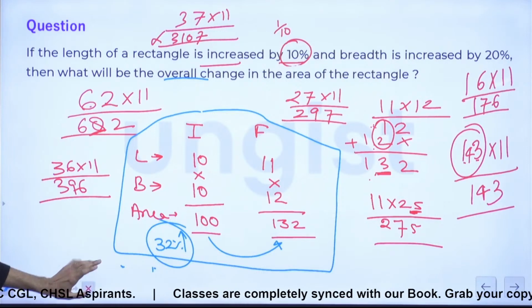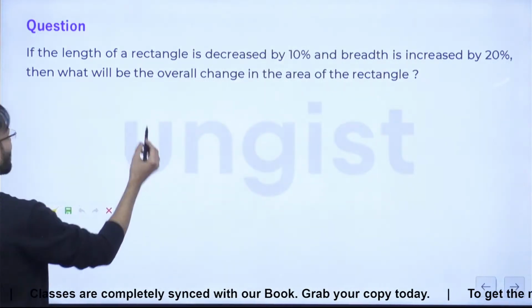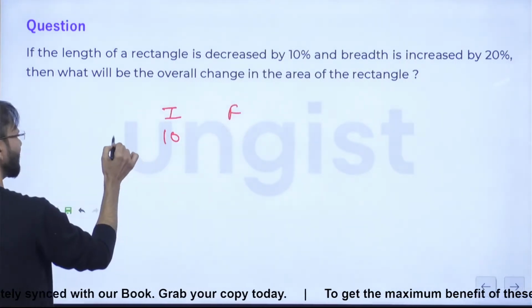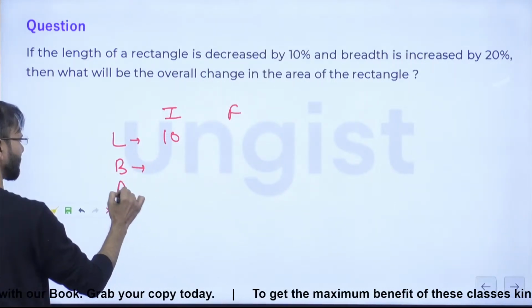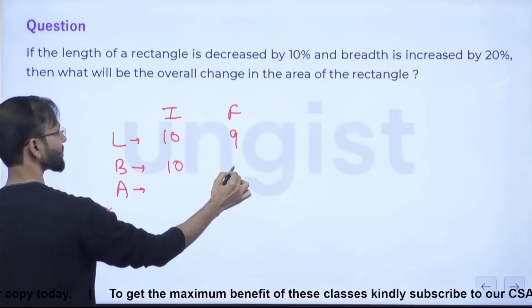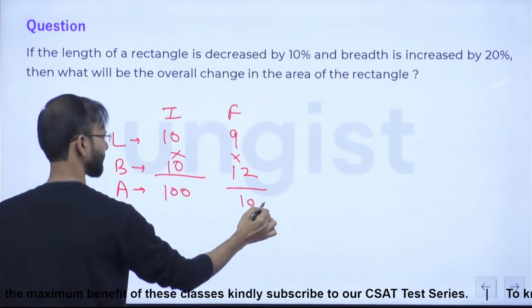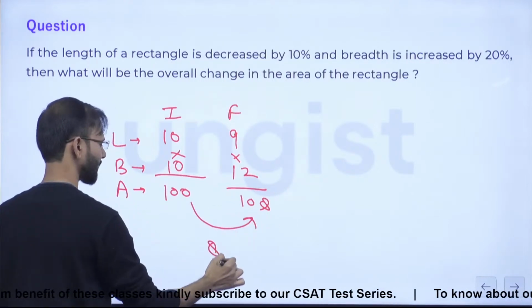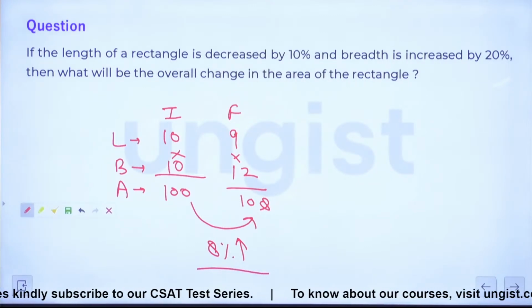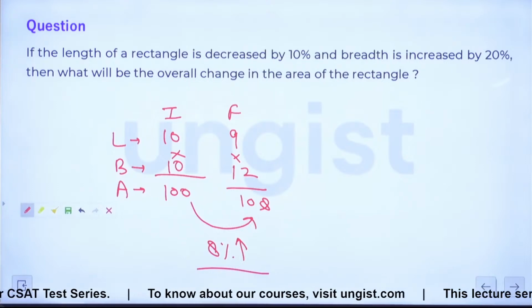All of you look here once. Next question, tell me, what should I write? Initial, final, and length, breadth, area. Initially 10, finally it is what? 9. Initially 10, finally it is what? 12. Multiply. This is 100, this is 108. What is the answer? Increment of 8%. Right? So area is increased by 8%. Everyone clear now? Right? Okay.